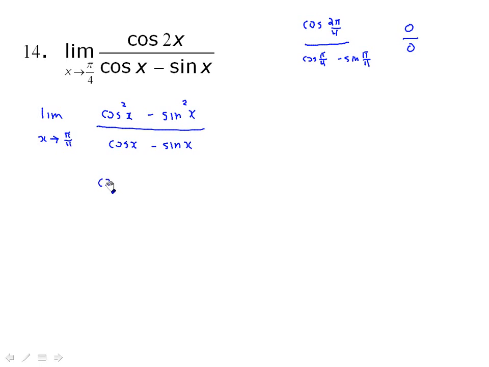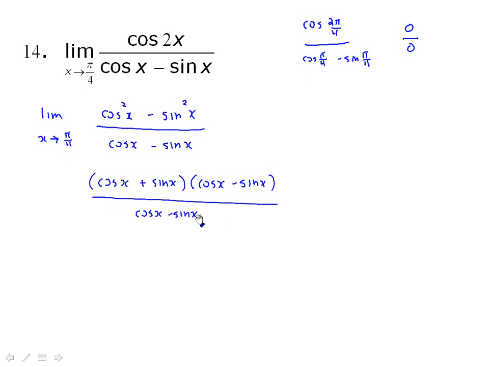So in fact, this is exactly what we can do. We get cos x plus sine x, it's a difference of squares, times cos x minus sine x, and then this is all over top of cos x minus sine x. And then the limit as x approaches pi over 4. These divide out, so we end up with the limit as x approaches pi over 4 of cos x plus sine x.